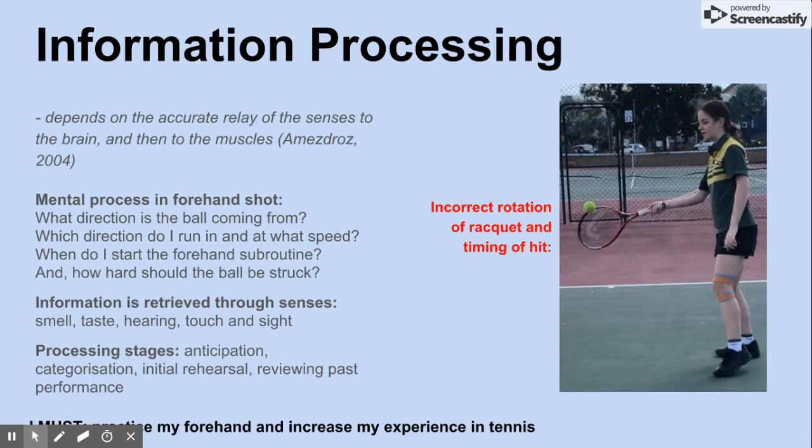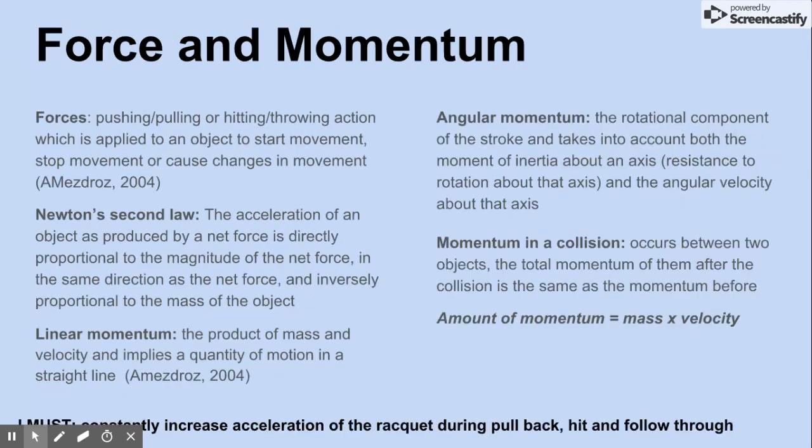Professionals have mastered the processing stages through years of practice and experience, resulting in them making controlled movements and accurate and purposeful responses. I believe that I haven't developed the stages of processing information quickly, as I strike the ball at an incorrect time and at an incorrect rotation of the racket, unlike Roger Federer, who consistently makes the correct decisions. This can only be improved by more practice of my forehand and experience in tennis.